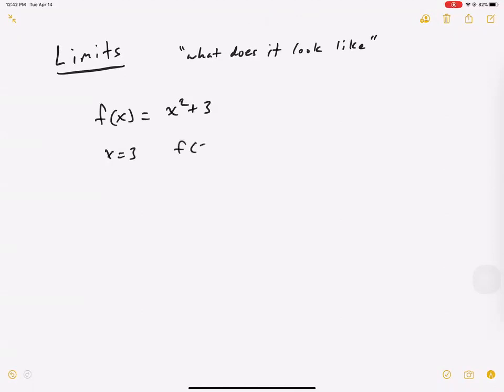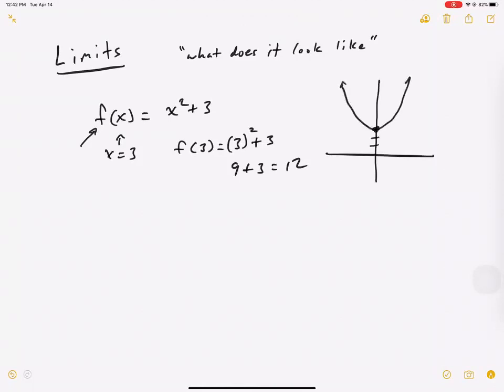Well, we have a way of writing that, and we will plug it in. And we say, hey, it looks like 3 squared is 9, 9 plus 3 is 12. It looks like 12. The function f, when I plug in 3, it looks like 12. Right? And if I had graphed this, 1, 2, 3, that's my vertex. Let me graph it up. When x is 3, the y value looks like 12. Okay? So we have ways of doing functions and saying what does it look like.